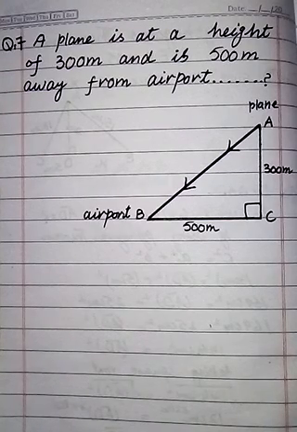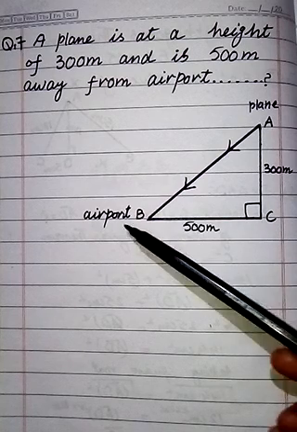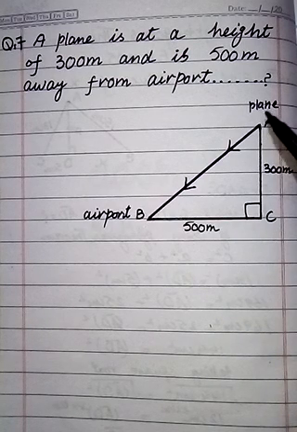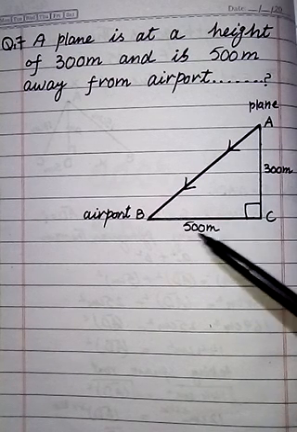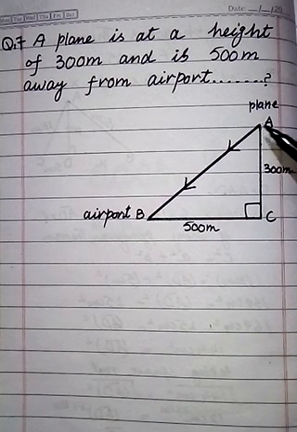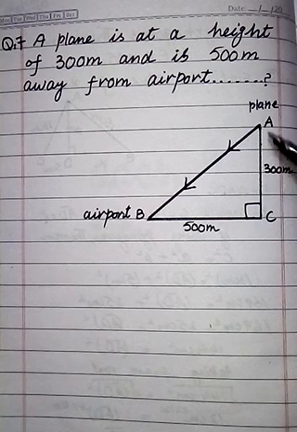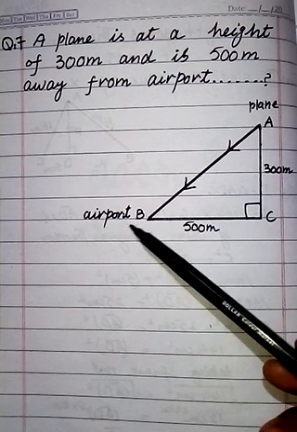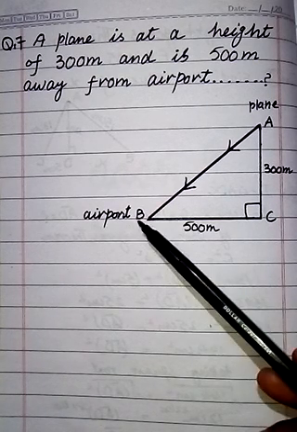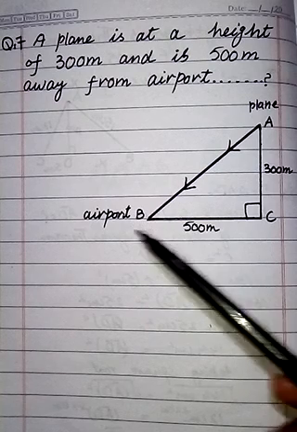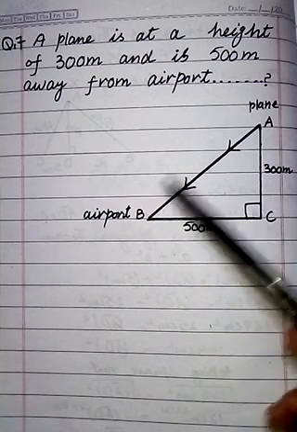Let's see question number 7. You know that A is a plane and B is an airport. The plane is going to land on the earth. So this is a plane, and its height from the plane to the base is 300 meter, and the distance from the airport is 500 meter. So you have to find the hypotenuse.